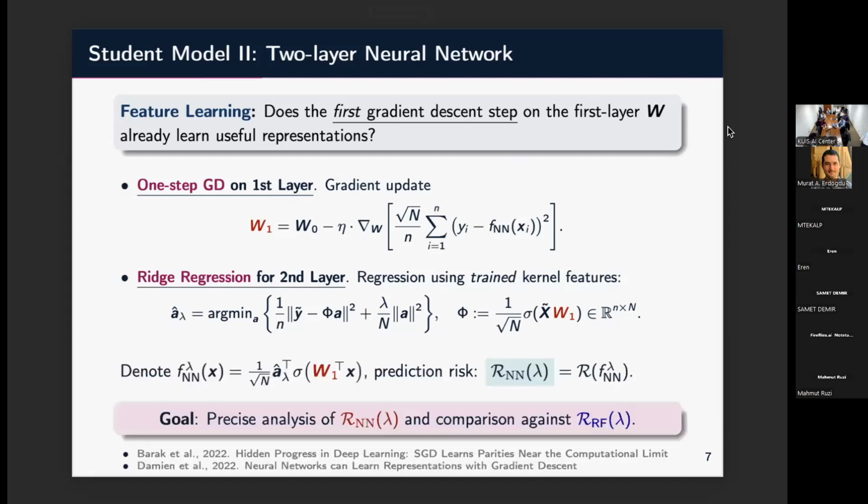Then we take the neural network function, compute its risk, and compare that with the risk of random features regression, or the risk of kernel methods. The risk of the kernel method would basically be the same thing except that W1 is kept at W0, and then you would be getting the random features regression. So we can actually compute both of these risks precisely, and actually their difference precisely too. That will give us how much feature learning is actually helping in this calculation.